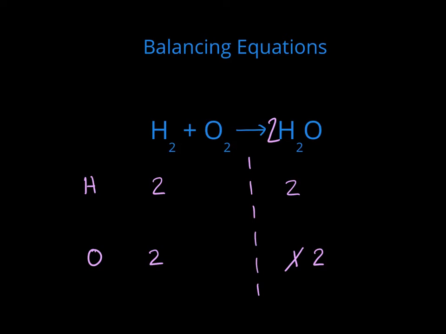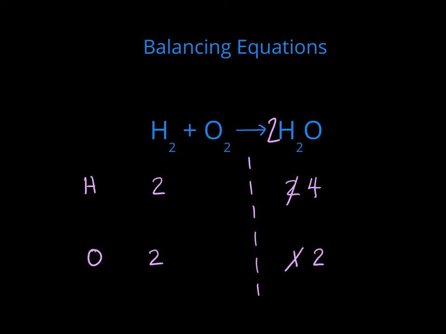But that also means I've now changed the number of hydrogens in my water. Instead of 2 hydrogens, I have 4 hydrogens. So in the process of balancing my oxygens, I actually unbalanced my hydrogens. So I need to go back to my reactant side and make it so that I have 4 hydrogens on my reactant side to balance out the number of hydrogens I now have on my product side.